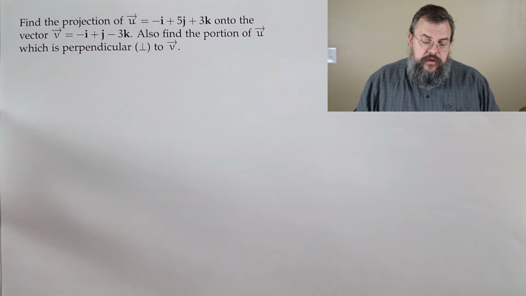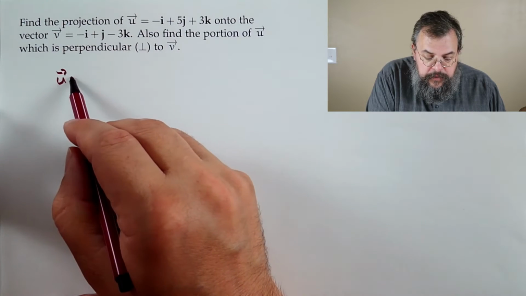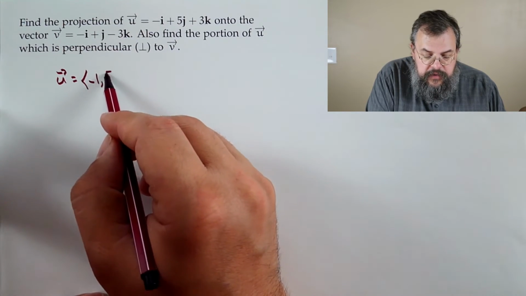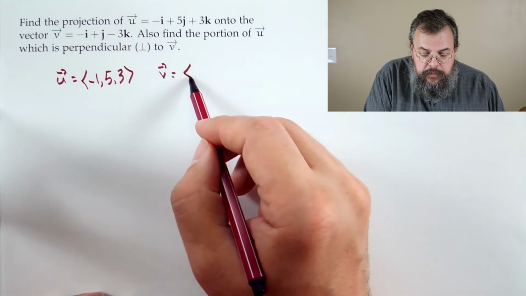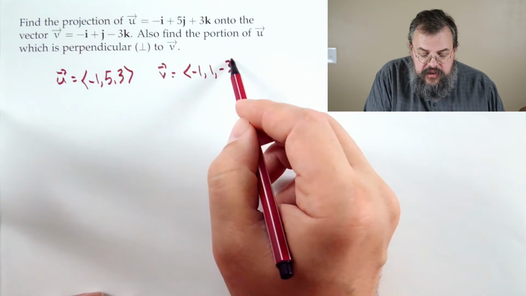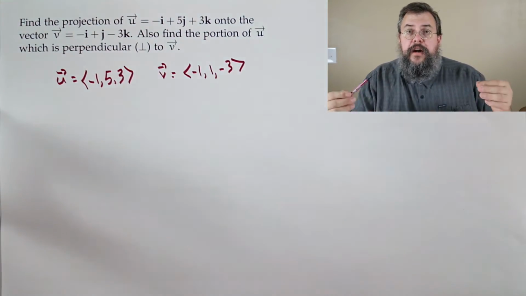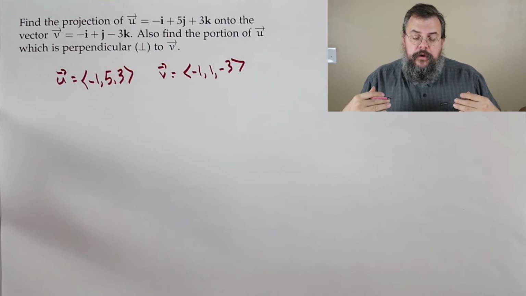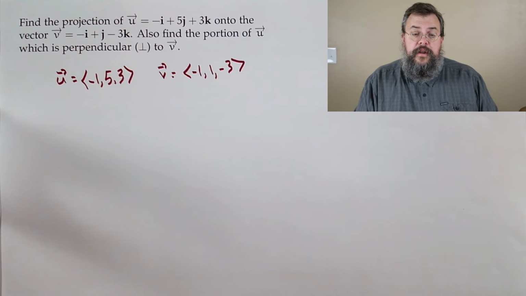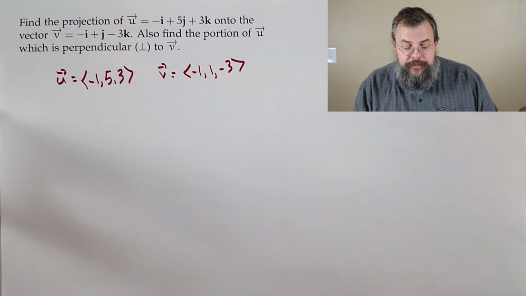So we could, for instance, write u another way as minus 1, 5, 3, and v as minus 1, 1, minus 3. We can go back and forth between these different forms. It doesn't matter which form we use. It's just a matter of representation. And so you want to use the form that you're comfortable with. So use what you're comfortable with. I tend to like things in component form because it makes me feel like I'm being more algebra. And I like algebra. Algebra's fun.